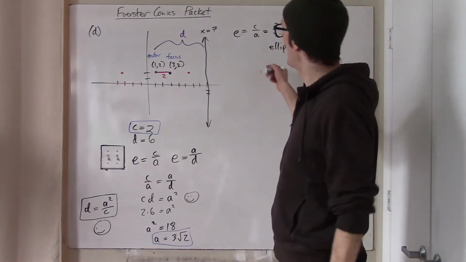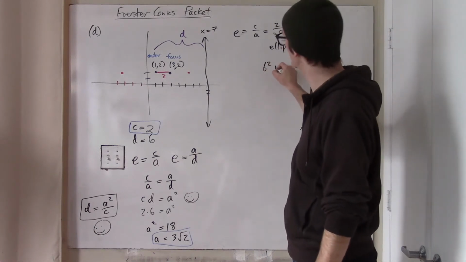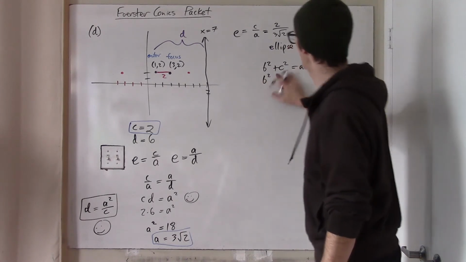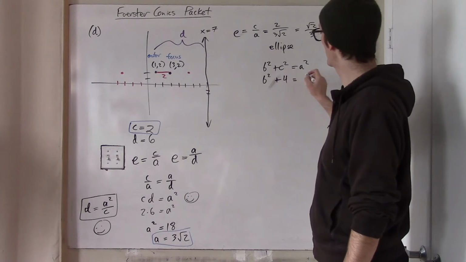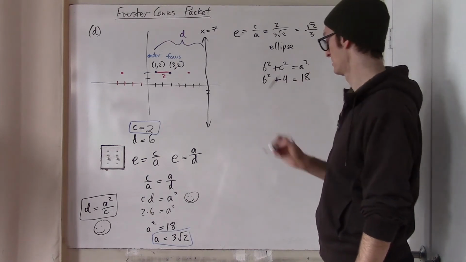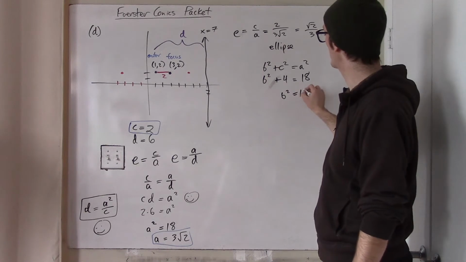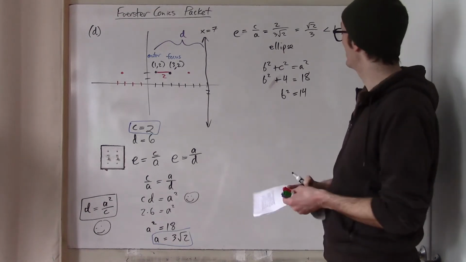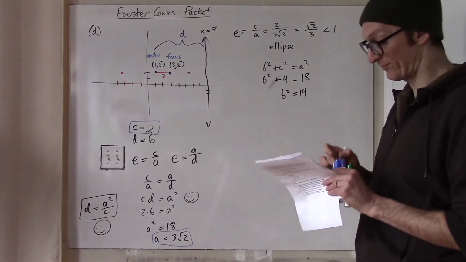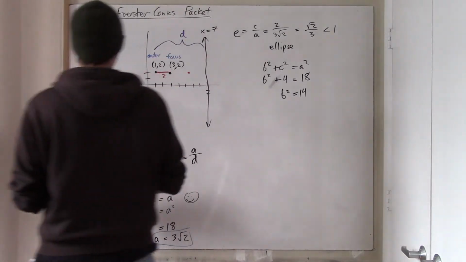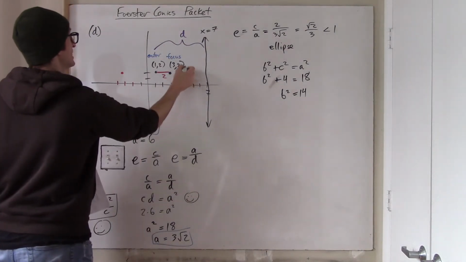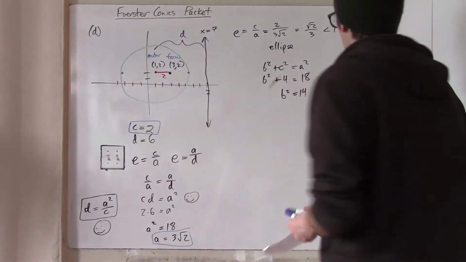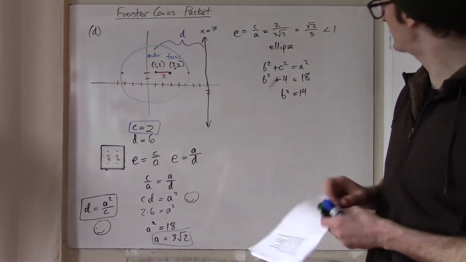For that, I know that in any ellipse, B squared plus C squared equals A squared. And so C squared is 4, A squared is 18, and therefore B squared is 14, and I guess that's all I need to know. So B is a little bit less than 4. So this ellipse itself is going to be pretty close to a circle, because A is only a little bit more than B. But anyway, that's pretty much the gist of it all.